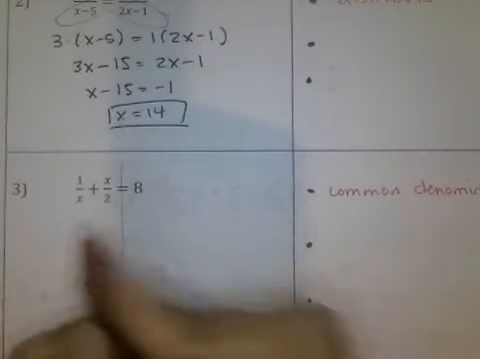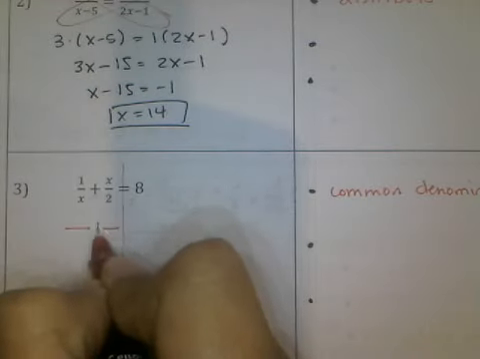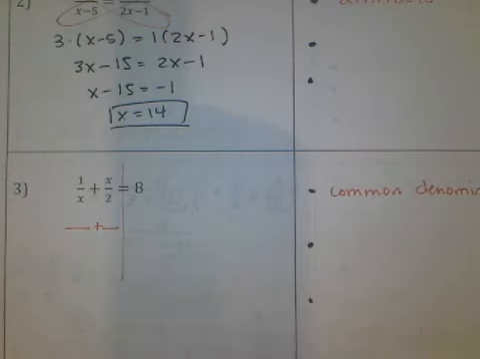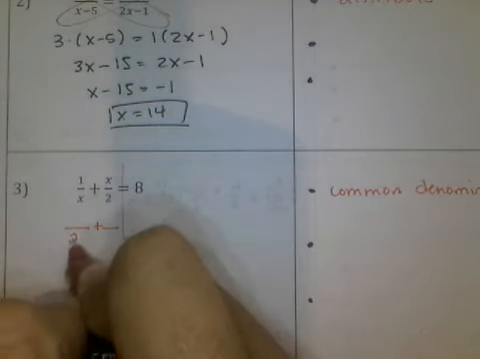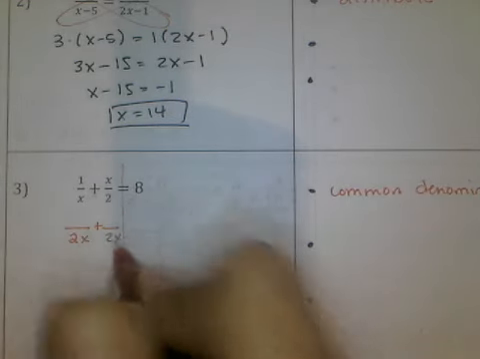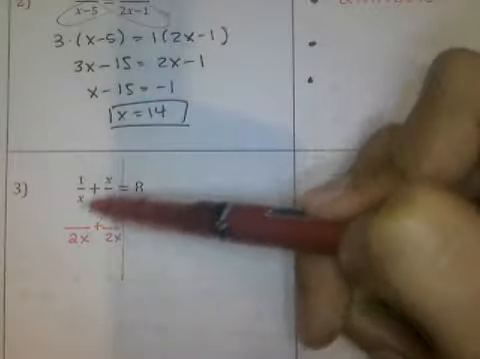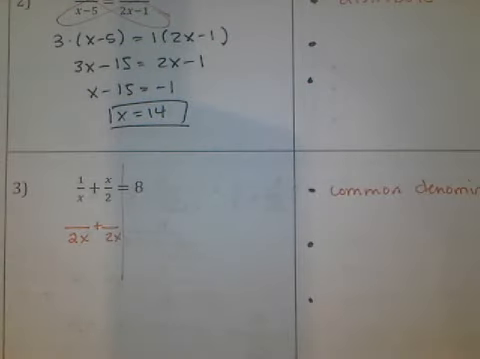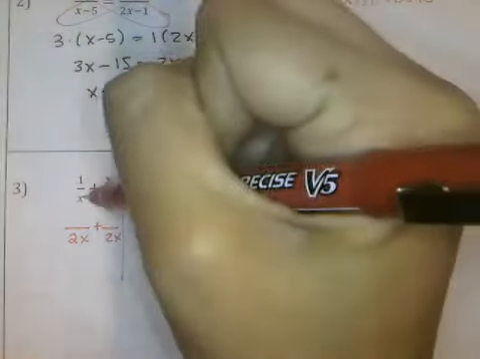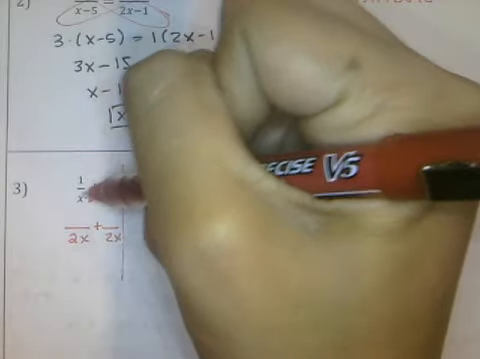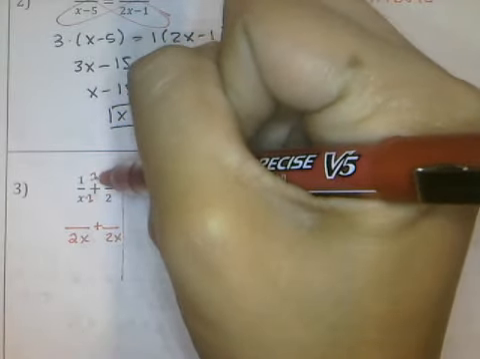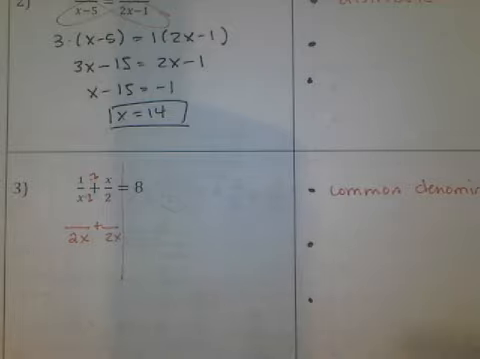I know that my goal is to have the same denominator on both fractions, and I know that that denominator should be 2x. What do I have to do to turn this first fraction into a 2x denominator? Well, simple enough. I would have to multiply times 2, and if I do that on the bottom, I have to also do that on the top. So this will turn into 2 over 2x.